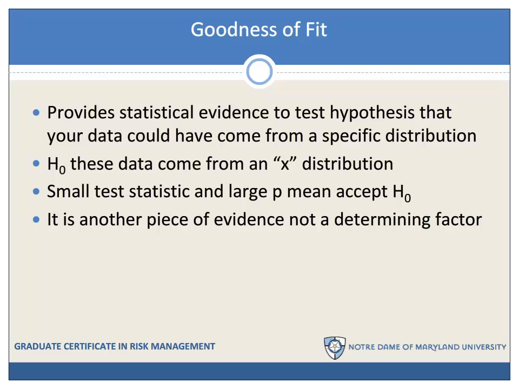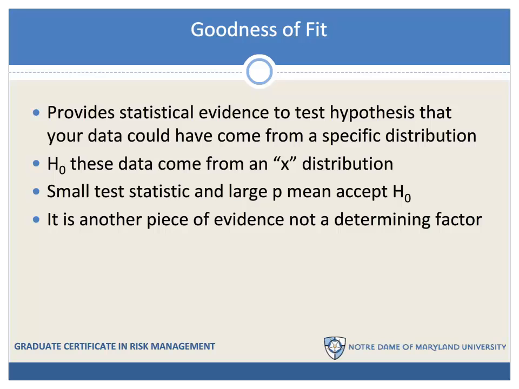So I believe my data are from a normal distribution. I collect some evidence. I test my belief. The evidence fails to reject my belief. So I'm going to go on believing that my data come from a normal distribution. It's another piece of evidence. It's not a determining factor.